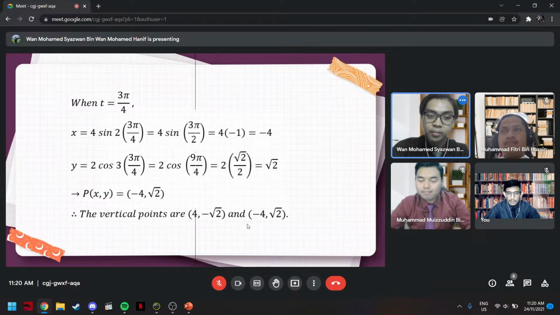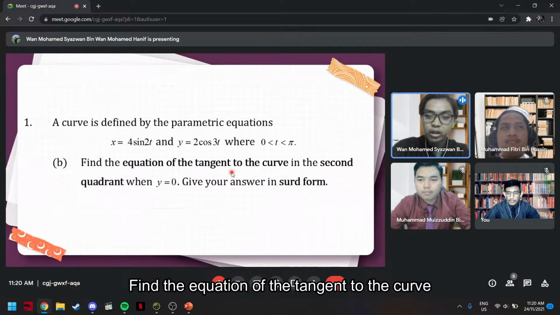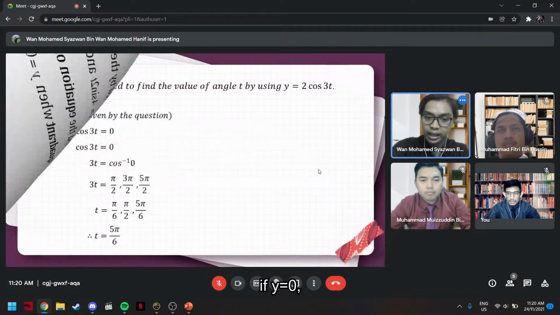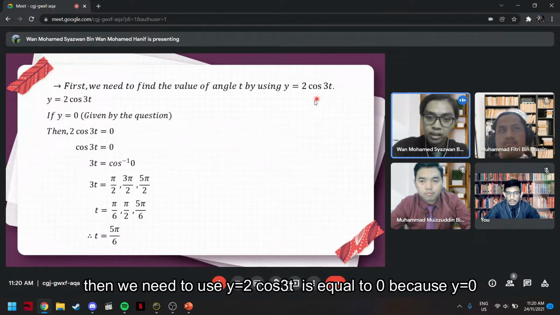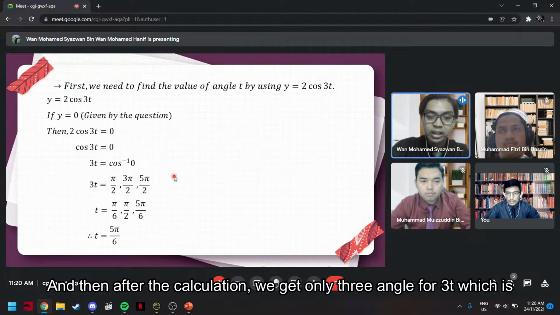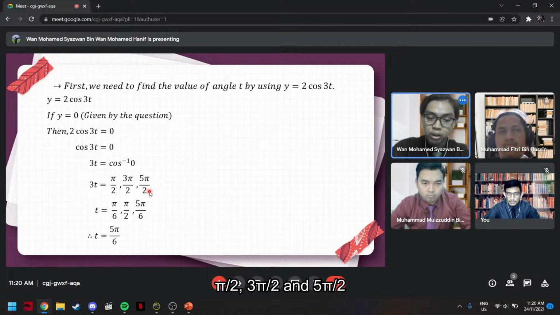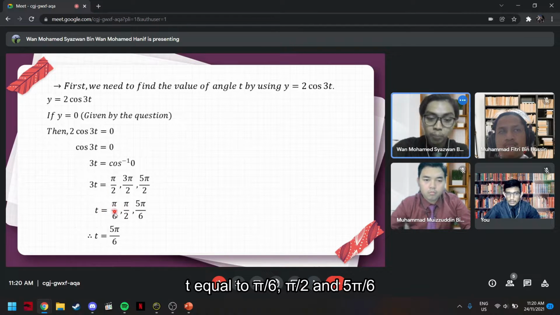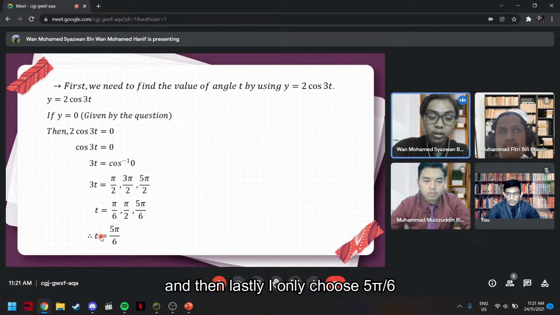Okay, next 1b. Find the equation of the tangent to the curve in the second quadrant when y equals 0. If y equals 0, then we need to use y = 2 cos 3t = 0. After the calculation, we get only three angles for 3t, which are pi over 2, 3 pi over 2, and 5 pi over 2. After that, we divide both sides by 3, and we get t equals pi over 6, pi over 2, and 5 pi over 6. And lastly, I only choose 5 pi over 6.